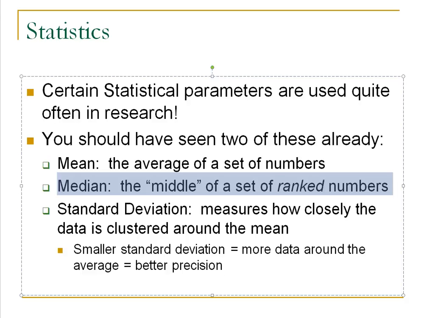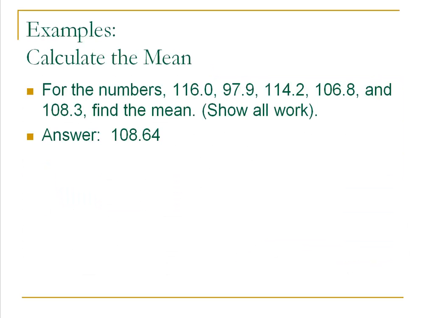It doesn't matter what order you put them in. You can start off with the highest number and work yourself down lower, or you could start off with the lowest number and work yourself up higher. Who cares? But the point is that it is a ranked set of numbers. So we just did an example problem, and we were given a couple of numbers, 116, 97.9, 114, 106, and 108, and we were told to calculate the mean.